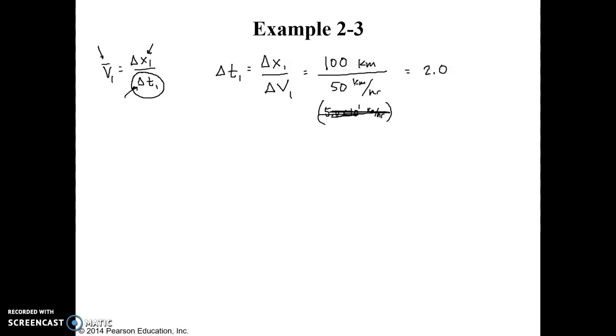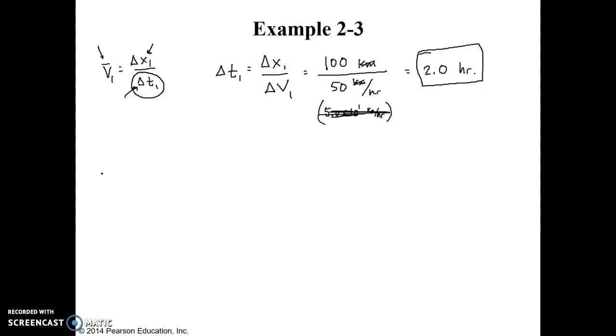The kilometers and kilometers are going to cancel each other out, and when we flip this up to the top, it goes from the bottom of the fraction to the top, and we're talking 2.0 hours. So for the first part of our trip, that's how long it took us. We traveled at that initial rate of velocity for 2 hours.